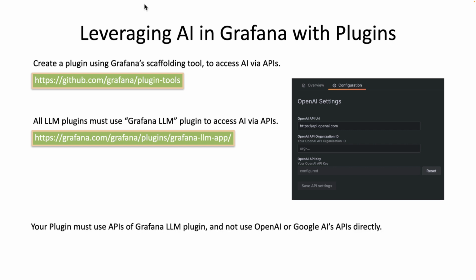Grafana has a plugin called Grafana LLM. You put the API key and secret keys of your APIs in Grafana LLM, and any plugin that you develop must go through Grafana LLM to access the API. You don't directly access the API. The benefit of this is that your plugin will not have to store API key or secret keys. All the keys will be stored in Grafana LLM.